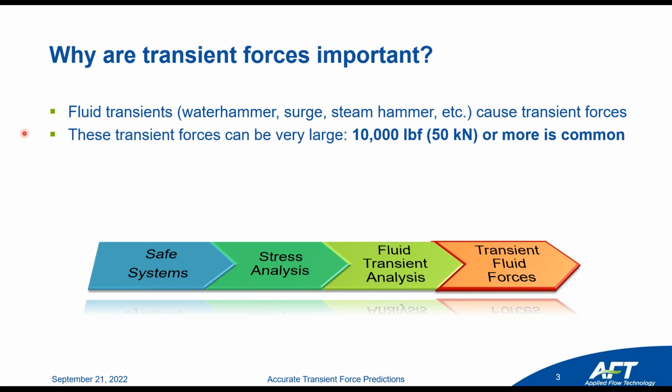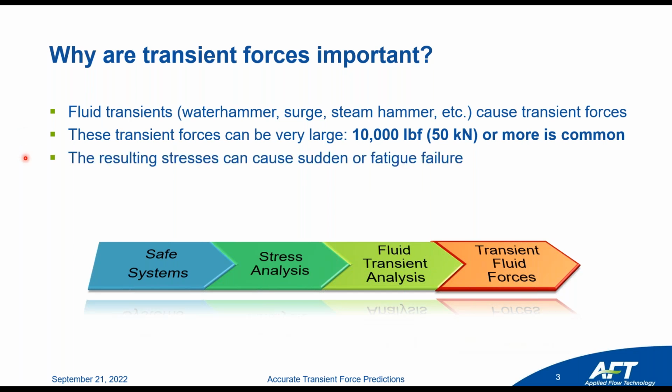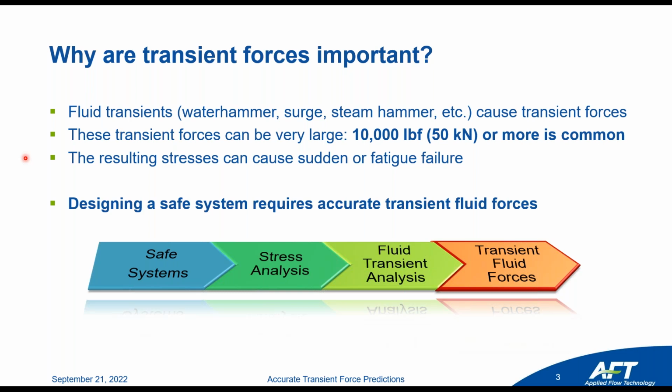Transient forces can be large, 10,000 pounds, 50 kilonewtons. I've seen them at 5 times that. Depending on the diameter of the pipe, with pressure acting on those larger areas, they can be quite large. And so the resulting stresses on the piping and the pipe structure can cause sudden failure or cyclic fatigue failure over time. So designing a safe system requires accurate transient fluid forces.